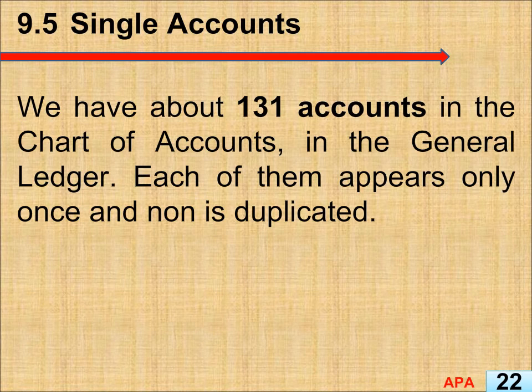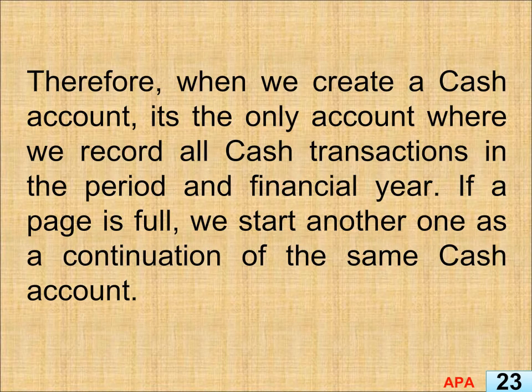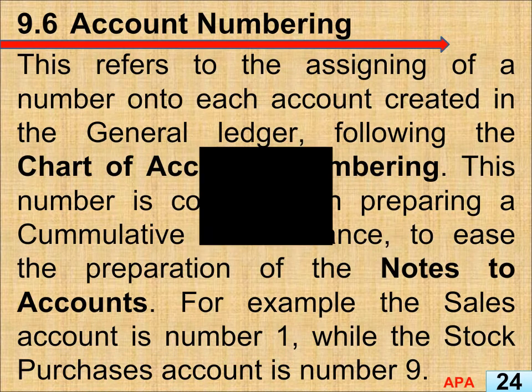Section 9.5. Single accounts. We have about 131 accounts in the chart of accounts, in the general ledger. Each of them appears only once and none is duplicated. Therefore, when we create a cash account, it's the only account where we record all cash transactions in the period and financial year. If a page is full, we start another one, as a continuation of the same cash account.